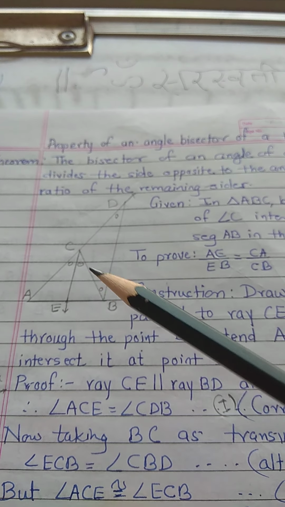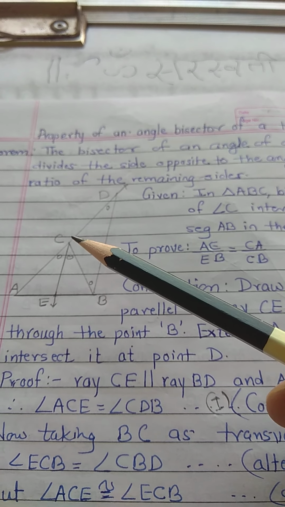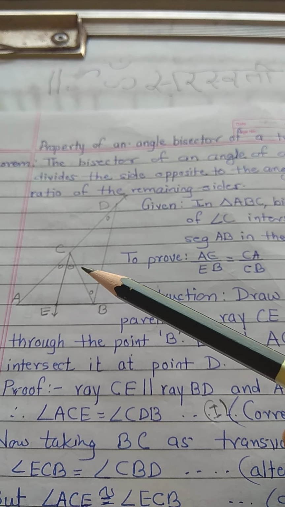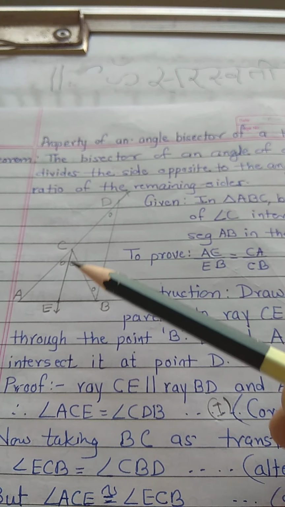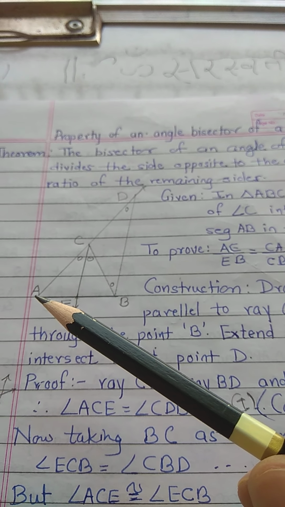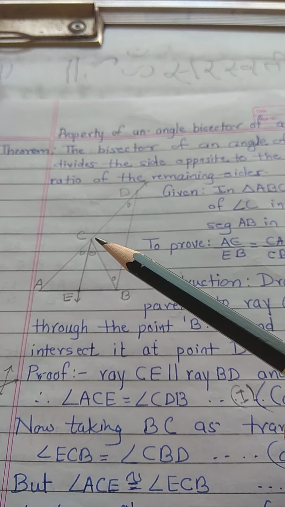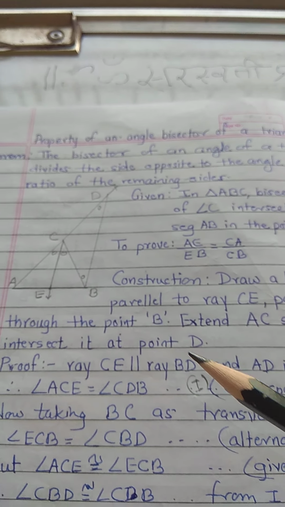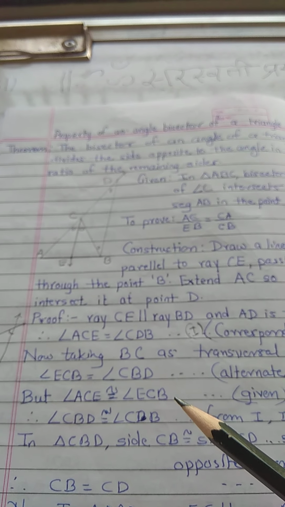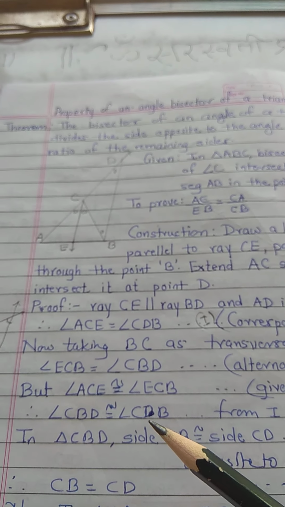Now, taking BC as a transversal, we have angle ECB and angle CBD as alternate angles. Alternate angles are always congruent when lines are parallel. But it is given that angle ACE is equal to angle ECB because ray CE is a bisector.